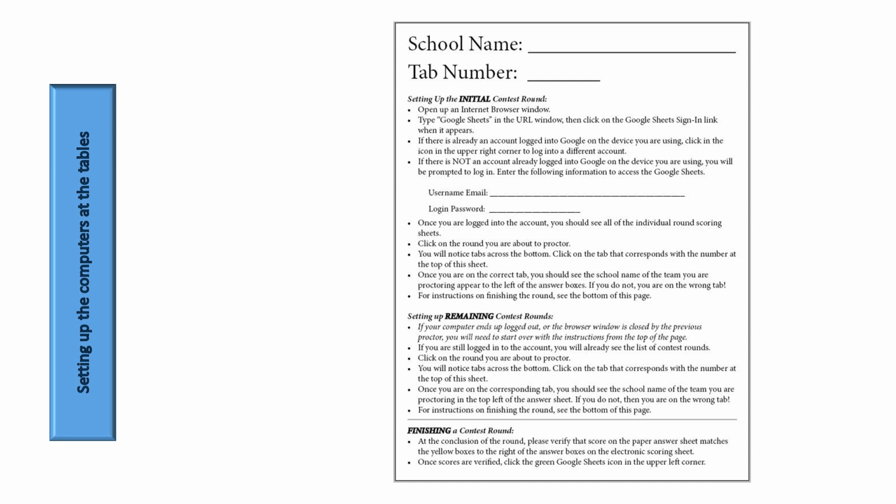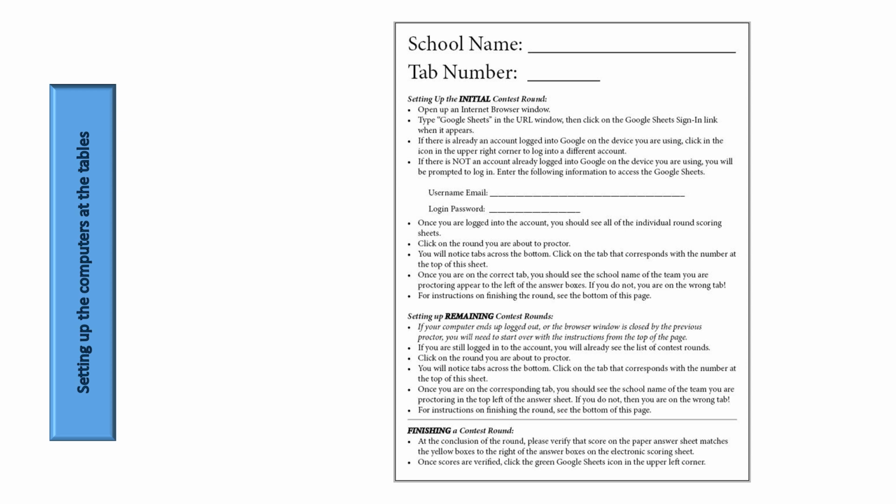You'll select the round sheet for the first round, whichever round you're proctoring, and then you will open the document. You'll find the tabs along the bottom of the Google Sheet. They are numbered tabs. You'll select the tab number indicated on the top of this sheet. Double check you're on the right school and the right subject area, and you are ready to go.